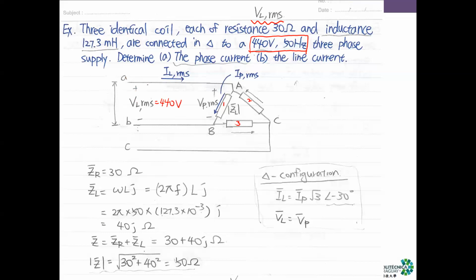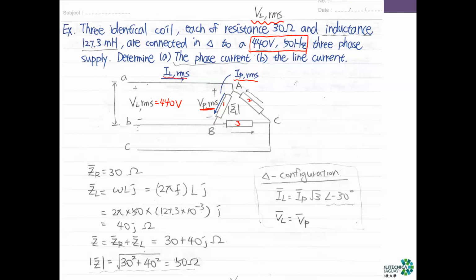Okay, so it connects to the delta configuration, and we define the phase voltage as the voltage across the load. We call the voltage across the load the phase voltage, and the current flowing through the load the phase current, and the current flowing in the line we call the line current.